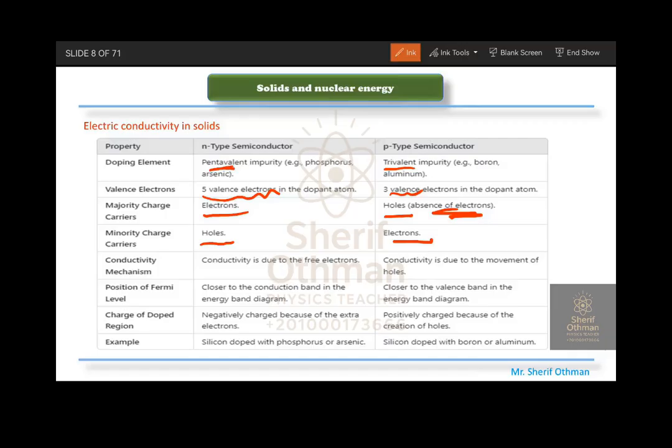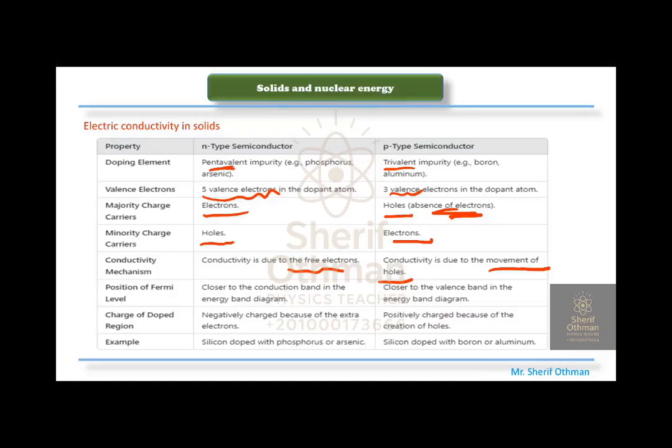Conductivity mechanism: in N-type, conductivity is due to the free electrons. In P-type, conductivity is due to the movement of holes from one atom to another atom. Position of the Fermi level: closer to the conduction band in the energy band diagram for N-type, and closer to the valence band for P-type. What is the Fermi level?